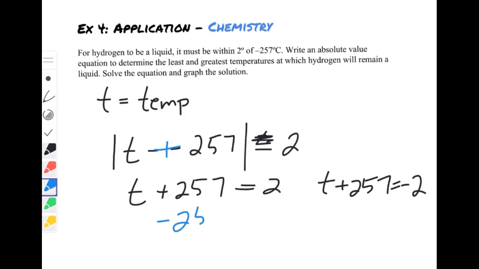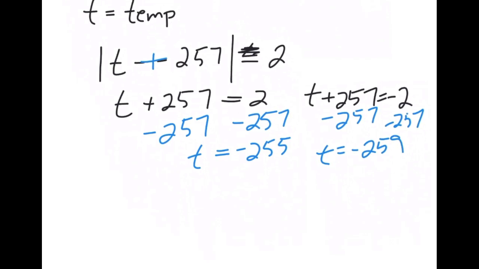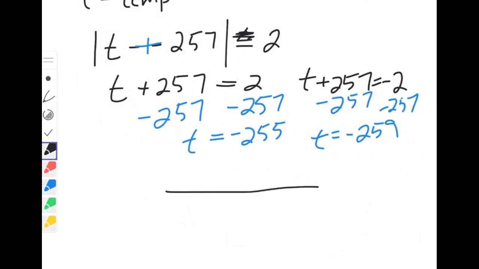So I subtract 257 from both sides, and here I get negative 255, and here I get t is negative 259. Okay, so those are our two values right there that I have to fall between. So if I was going to graph that, I would just graph points. So we have to be between this guy and this guy in order to be a liquid.